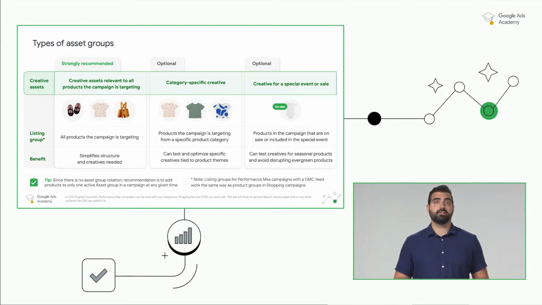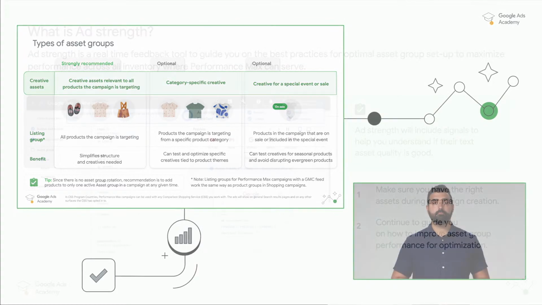Note that in the current state, there is no asset group rotation. For this reason, it's recommended that you only add one product to one asset group in the current state. You can have up to 100 asset groups per campaign with Performance Max.